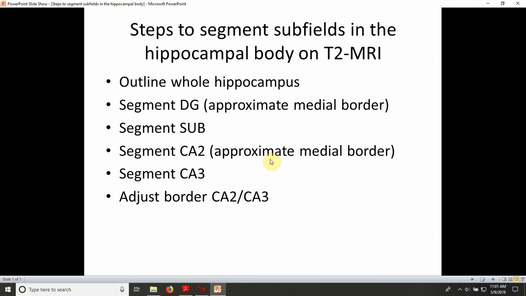So to reiterate, we're gonna start with outlining the whole hippocampus, then segment dentate gyrus, then segment subiculum, then CA2, where we're not sure yet about the medial border, then CA3, and then adapt that and adapt the border between CA2 and CA3. So I hope this was helpful, and thank you for listening.